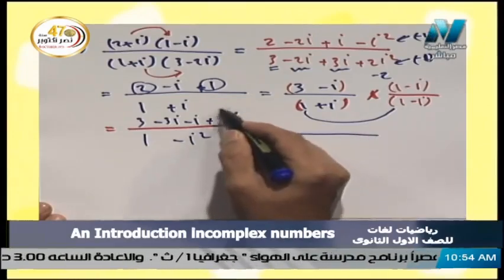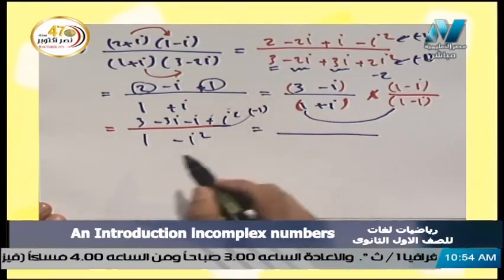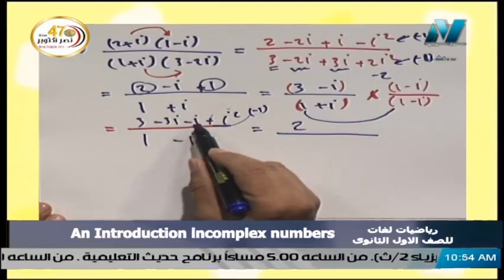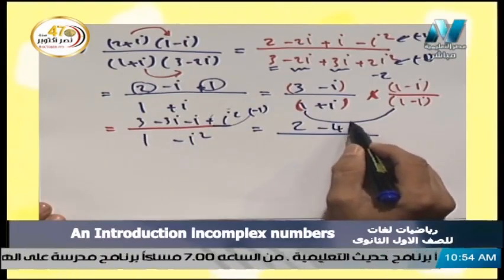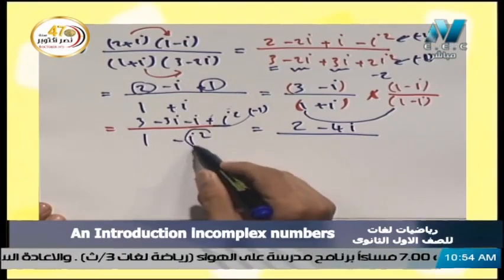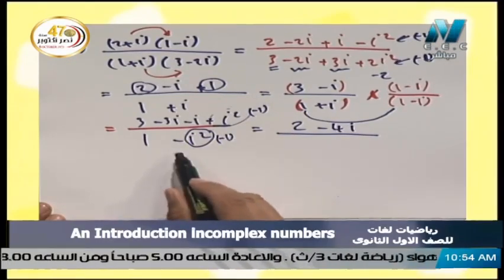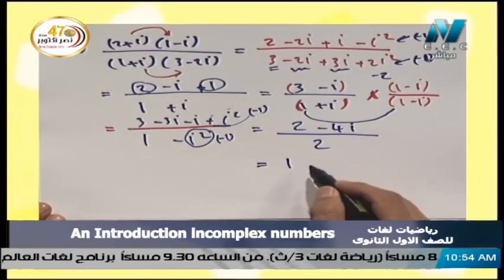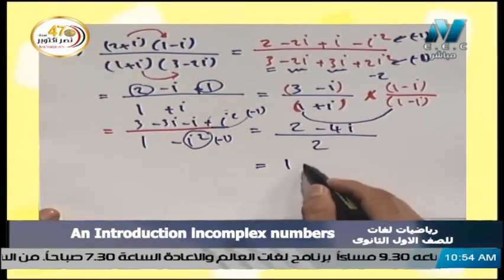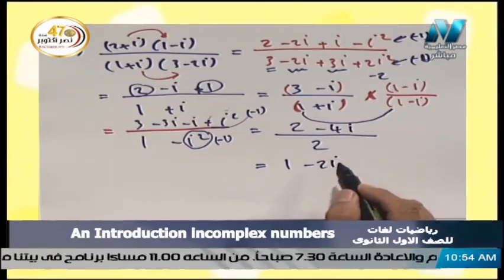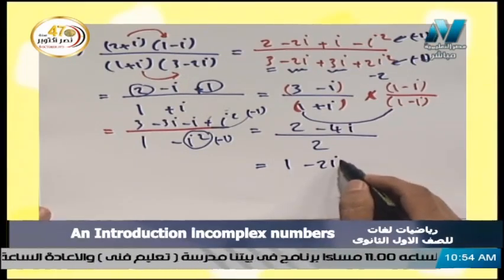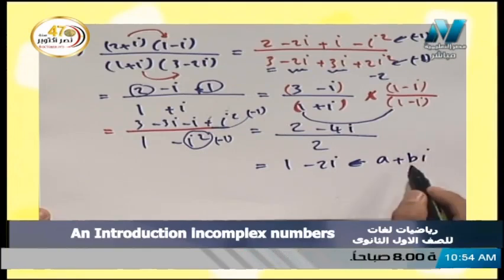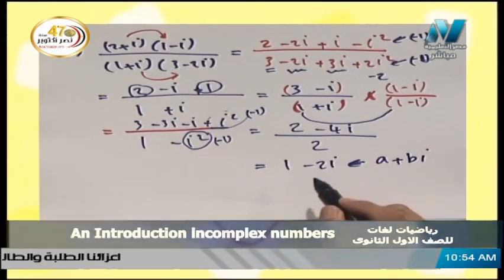We know that i power 2 here is negative 1. So 3 minus 1 is 2. Negative 3i minus 1i equals negative 4i. And here we know that i power 2 equals negative 1 also. So 1 minus negative 1 equals 2. And we can divide 2 by 2 equals 1. And negative 4 by 2 equals negative 2i. So 1 minus 2i is the simplest form because it is in the form of a plus bi. a is 1 and b is negative 2.